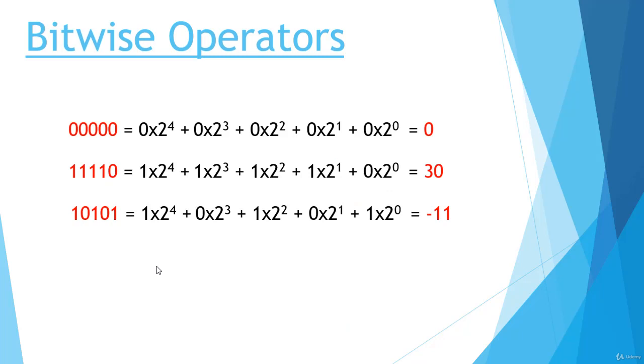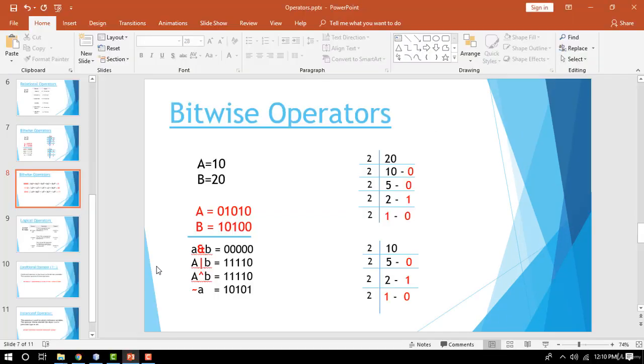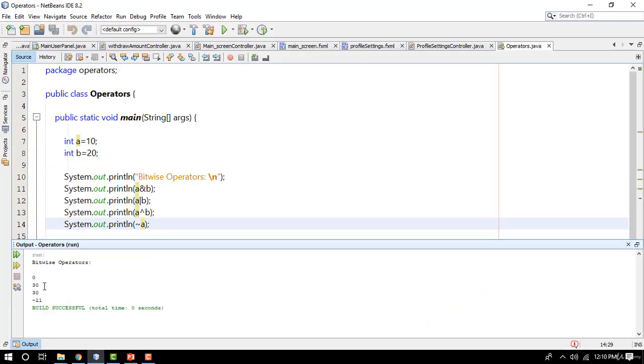16 minus the next value, which is 0, and again the next value is 2 raised to the power 2, which is equal to 4. The next value is 0, and again the next value is 1. So 16 minus 4 is equal to 12, and 12 minus 1 is equal to 11. And what does the negation do? Negation negates the value, so we get minus 11 on the screen. Like in our compiler, you can see 0, 30 and minus 11 on the screen.